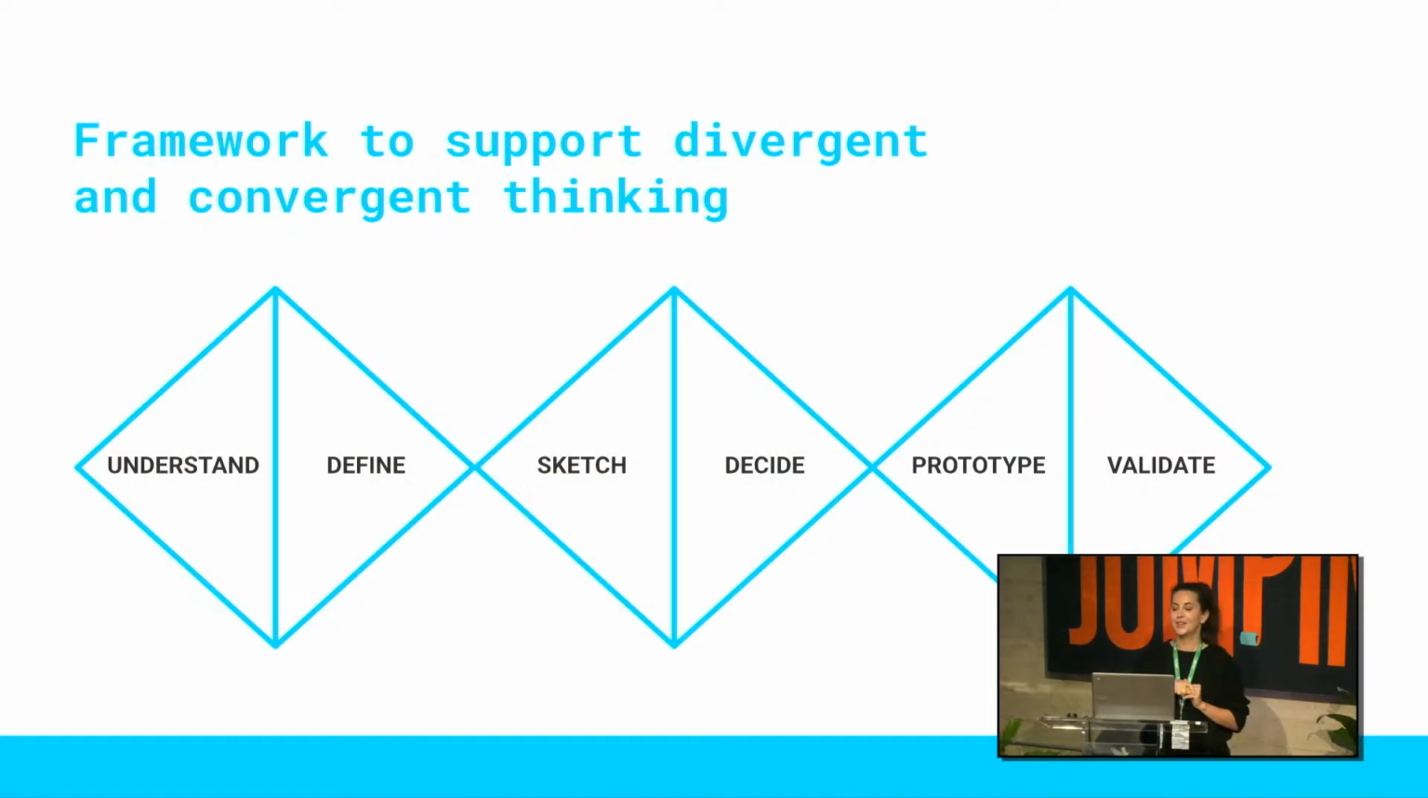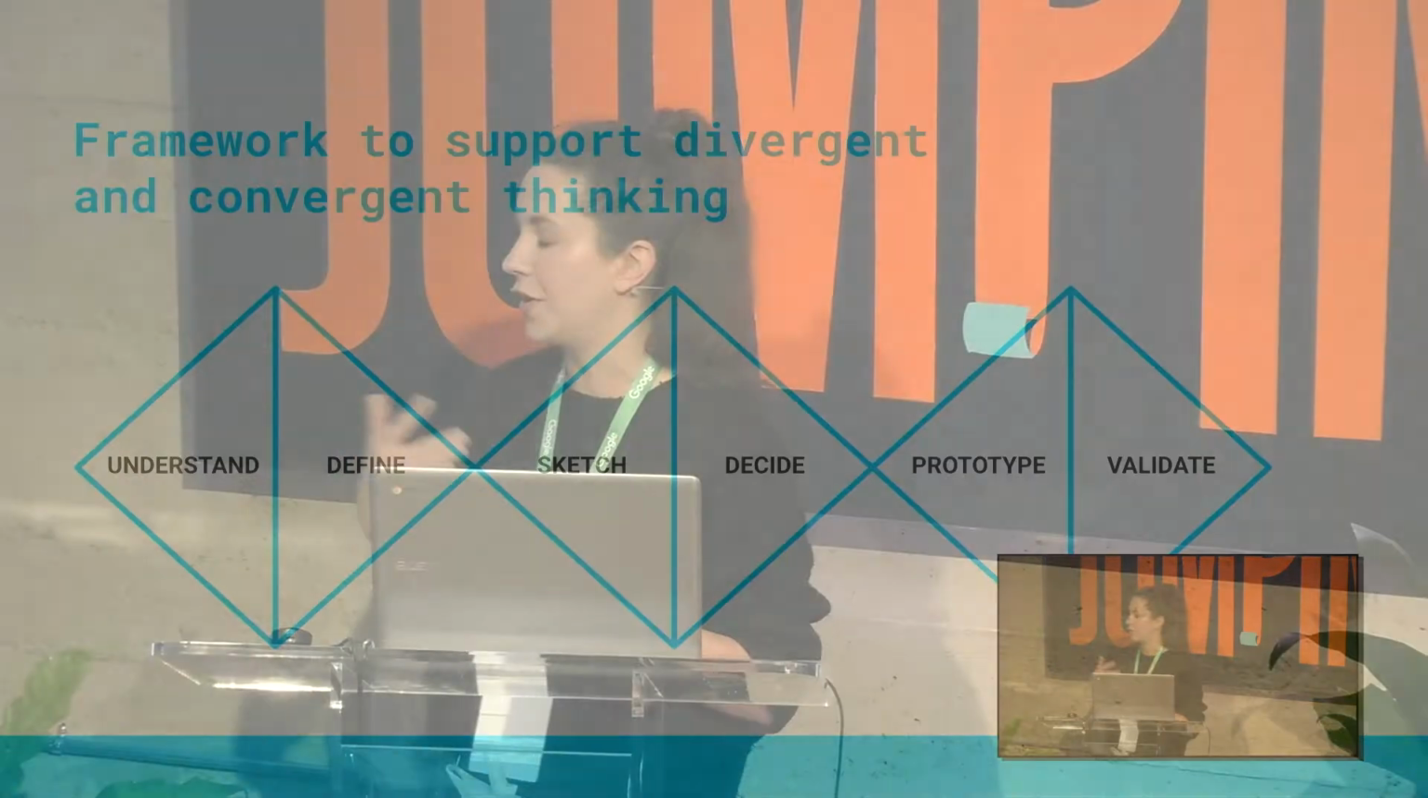The 6 phases are understand, define, sketch, decide, prototype, and validate. As you move through these phases, we move in and out of divergent and convergent thinking, hence these diamonds. Divergent refers to the activities you do on your own during the sprint, whereas convergent activities involve the whole team getting together, sharing ideas, and voting. We'll get into what happens in each of these phases in just a minute.